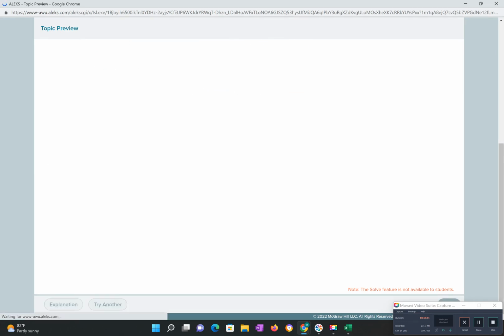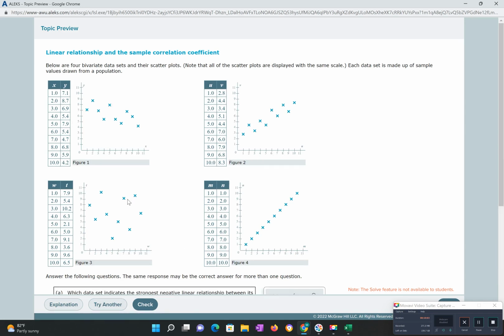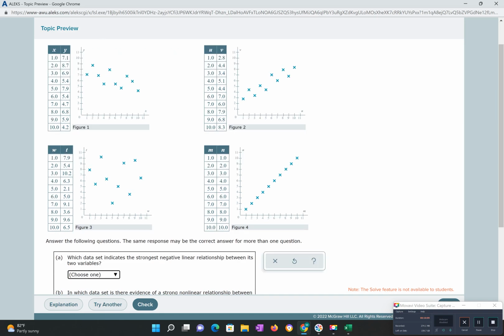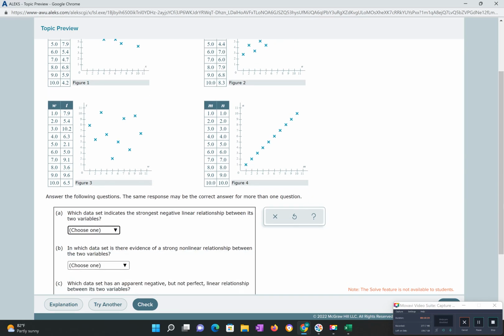All right, let's take a look at another one for the sake of seeing lots of different variations of this. Okay, when you see this little blob, you see WT, you see how it's blobby? It looks like there's practically no relationship. XY is negative, not perfect. UV is positive, not perfect. MN is perfect. So let's see.